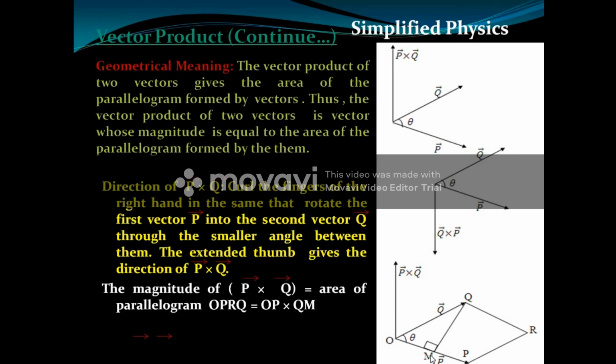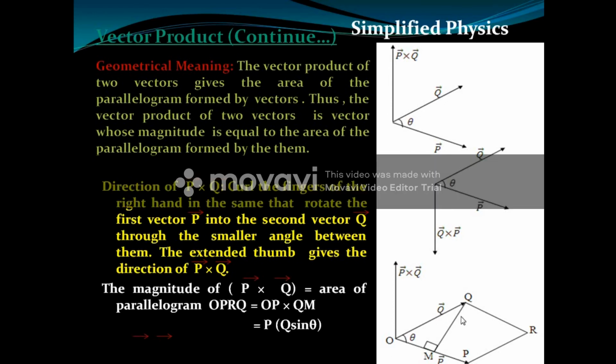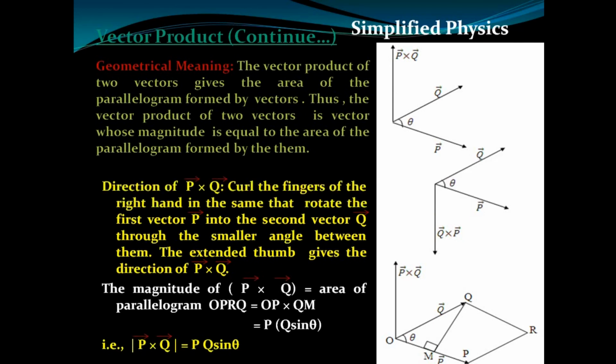What about the magnitude of QM? In right angle triangle OQM, sin theta equals QM by vector q, so simply QM equals q sin theta. So the magnitude of p vector cross q vector is pq sin theta.